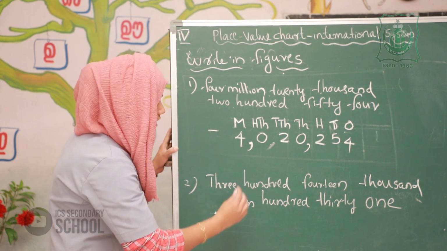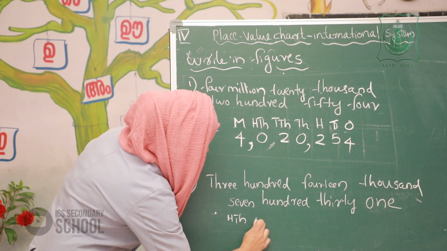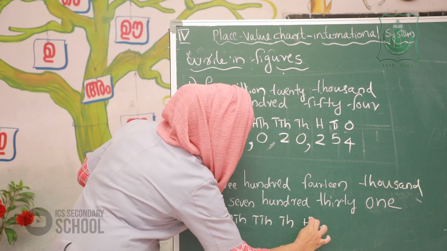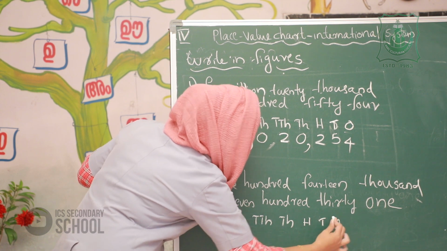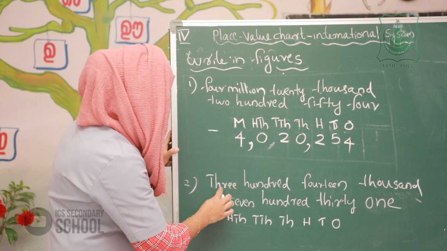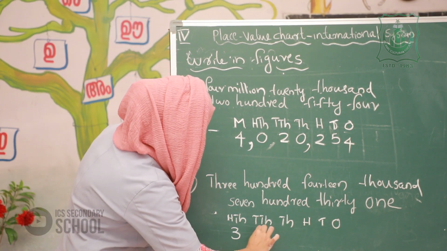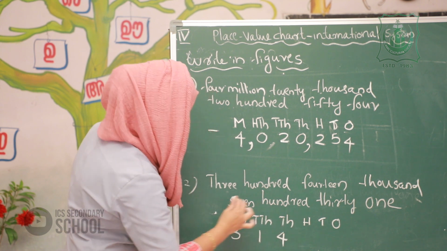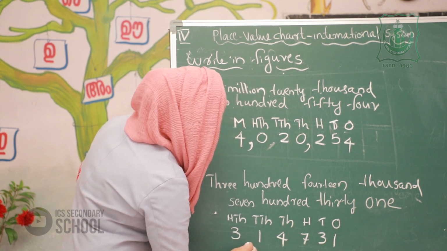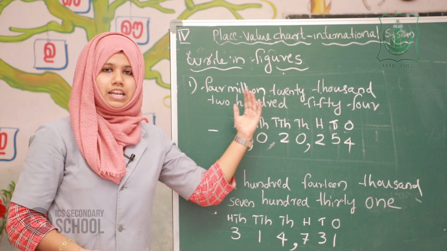Okay. Next is 314,731. That means there is no million. Hundred thousands is there, then ten thousands, thousands, hundreds, tens and ones. Okay. In hundred thousands, 314. So 314,731. After one period, you put commas like this.